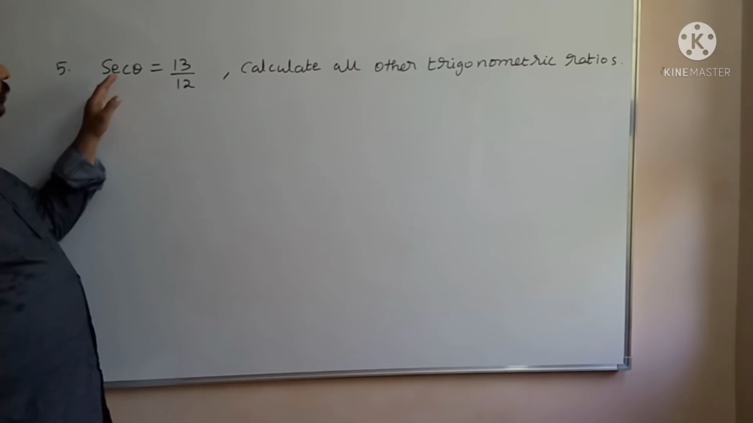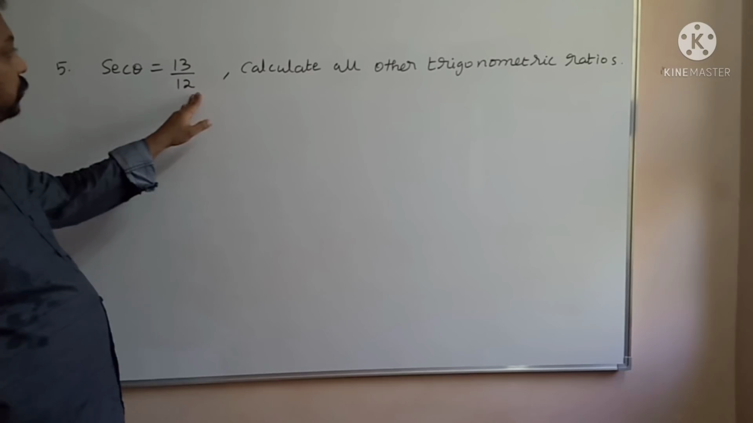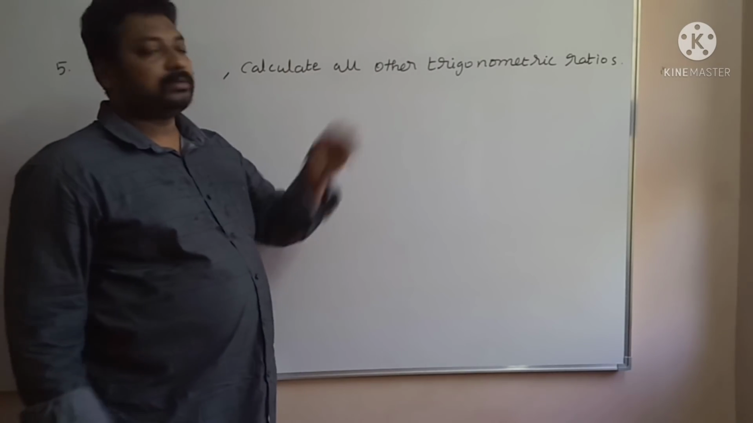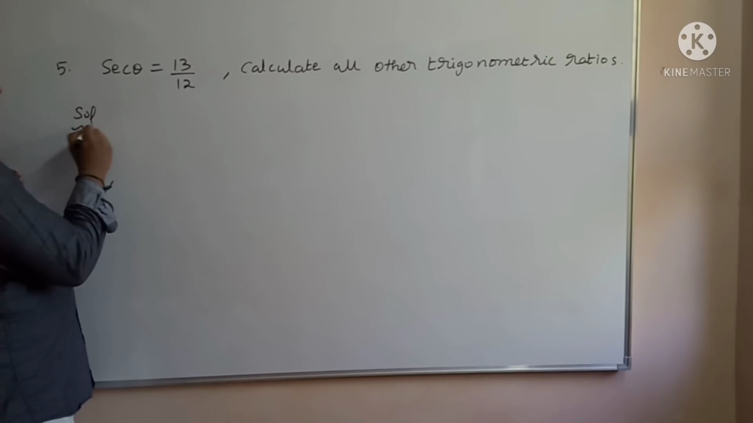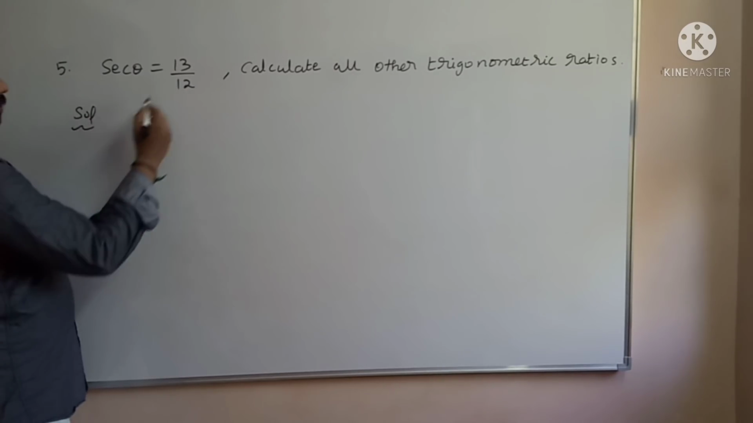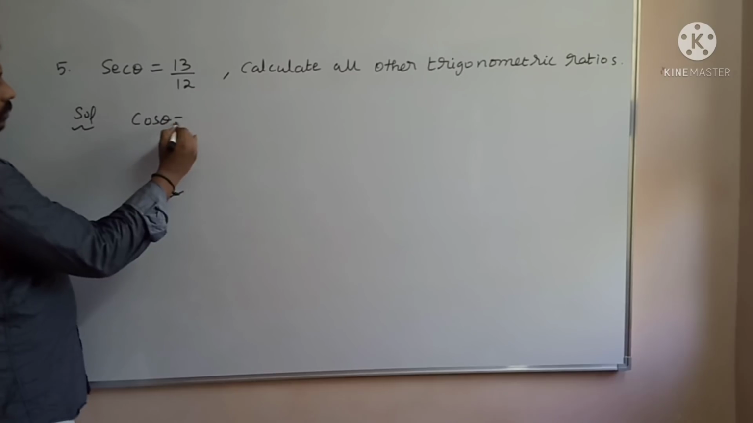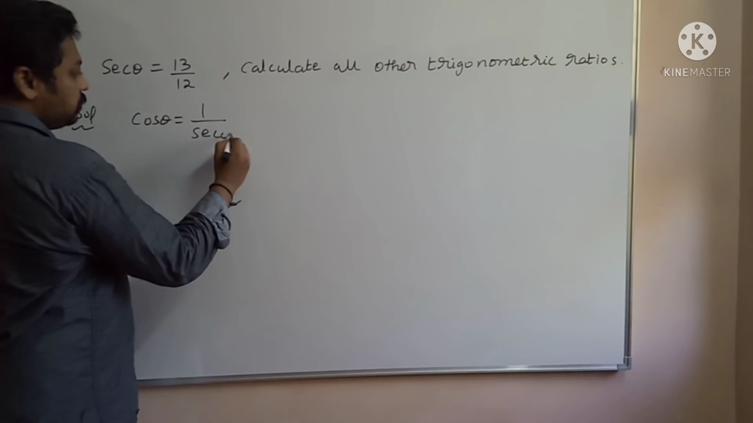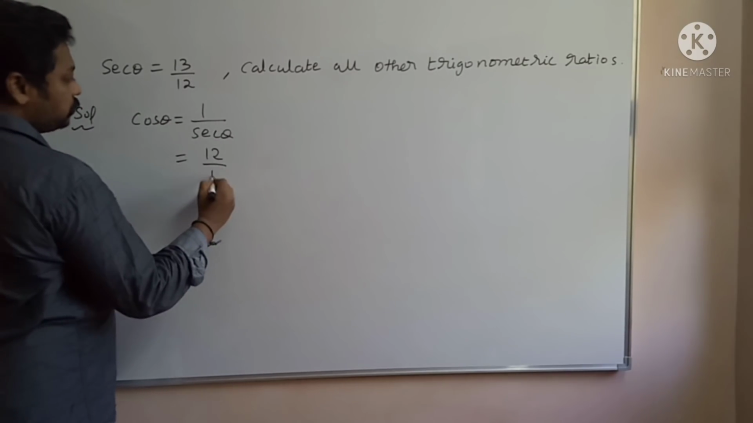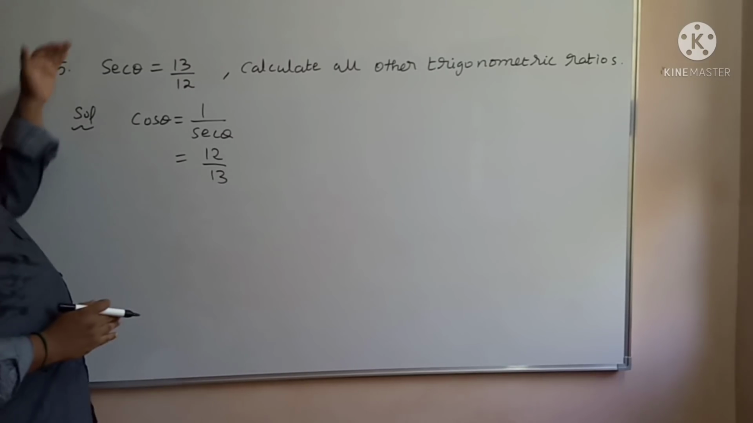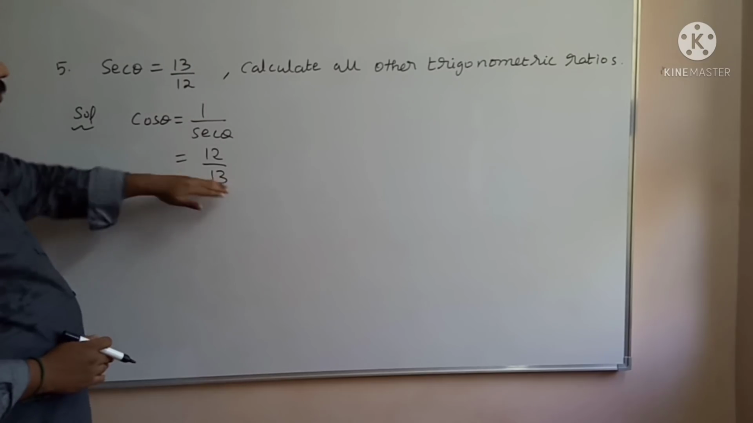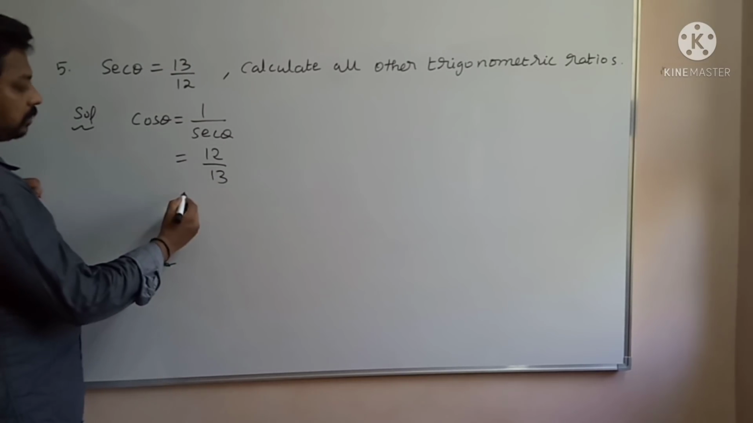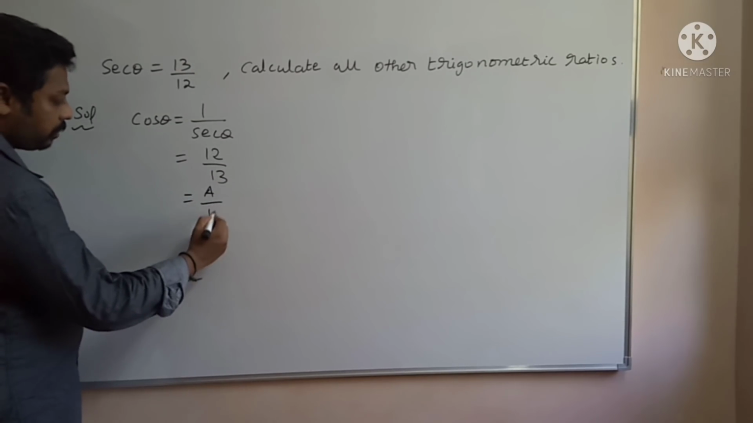Coming to the fifth problem: secant theta is equal to 13 by 12. Calculate all other trigonometric ratios. From this we draw a diagram. Secant theta is 13 by 12. Therefore, what is cos theta? Cos theta is 1 by secant theta, so it is 12 by 13. Cos theta is the reciprocal of secant theta, so directly you can write cos theta is equal to 12 by 13. What is the formula for cos theta? It is adjacent side by hypotenuse.